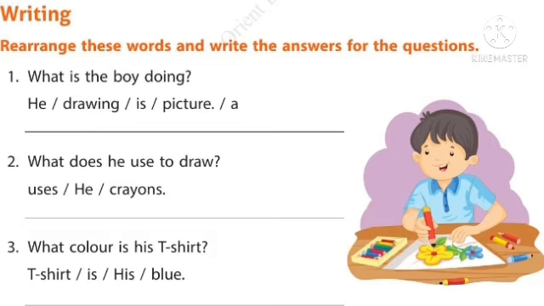First question, what is the boy doing? And below they are given the words he, drawing, is, picture A. How to arrange these words? Yes, he is drawing a picture. So what is the boy doing? Yes, he is drawing a picture.